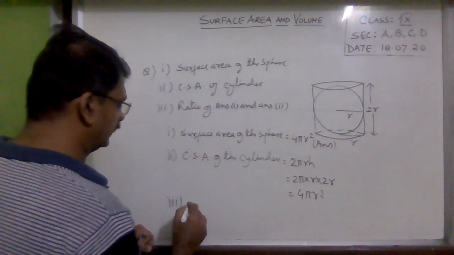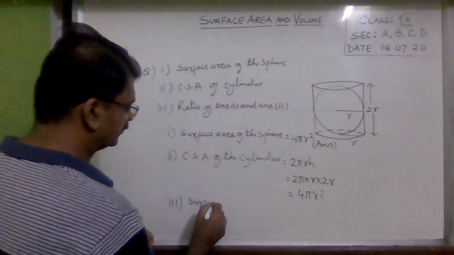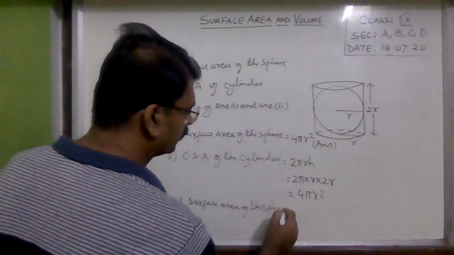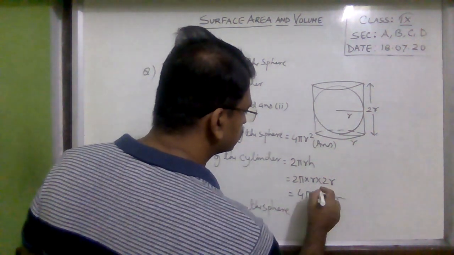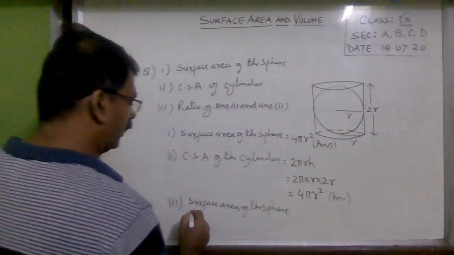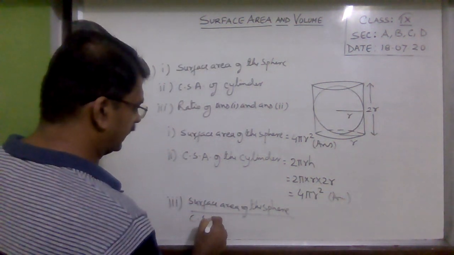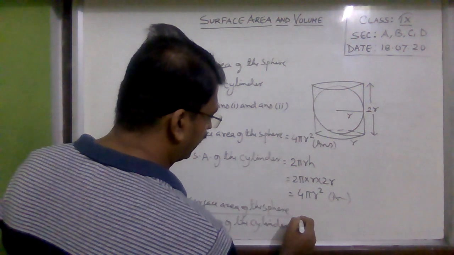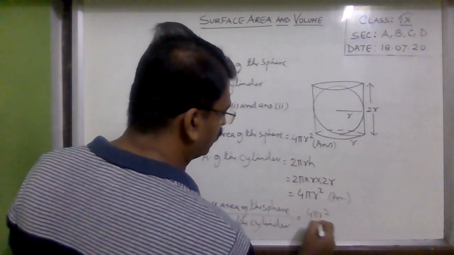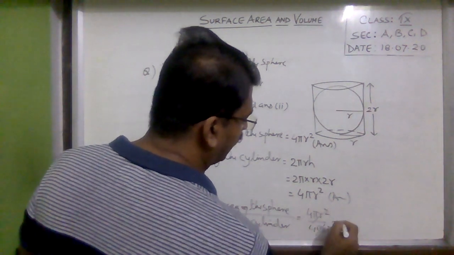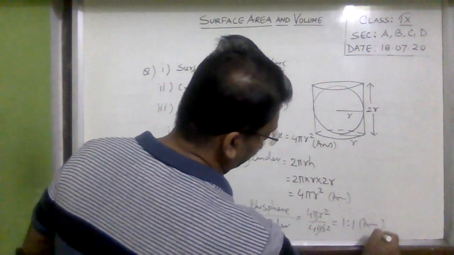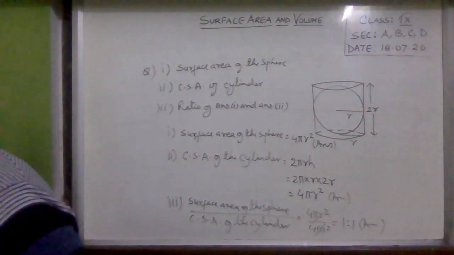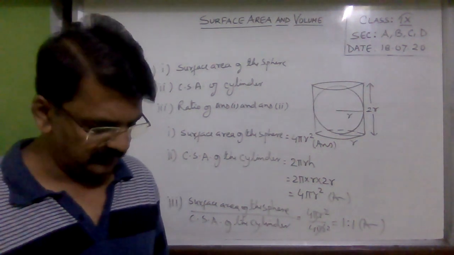Now when you find out the ratio, surface area of the sphere upon curved surface area of the cylinder, you see it is 4 pi r square upon 4 pi r square. They are equal, so the answer is 1:1. So the answer to the third part will be 1:1. Clear? Now the next question.